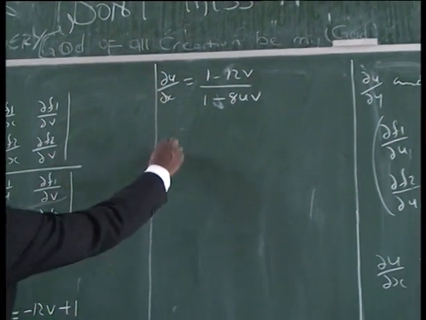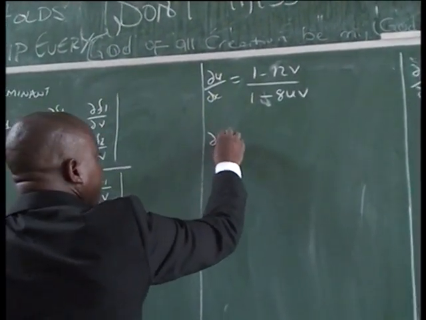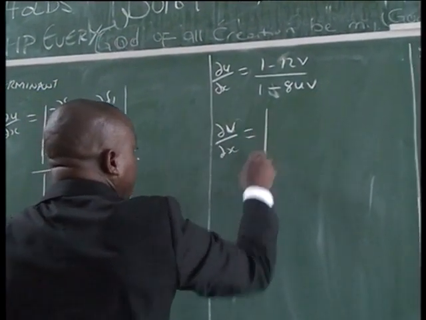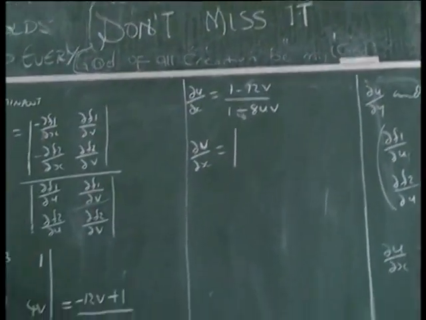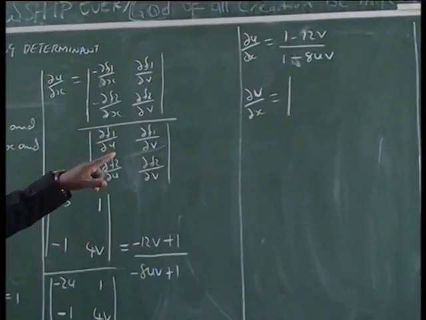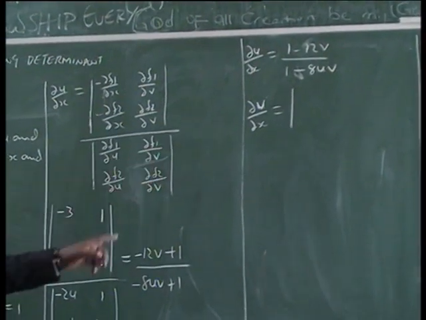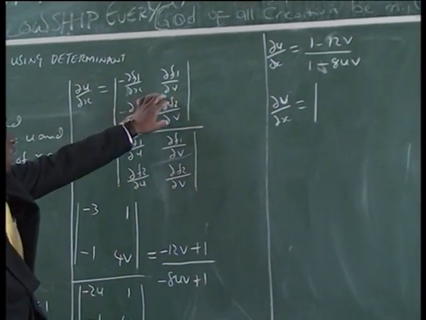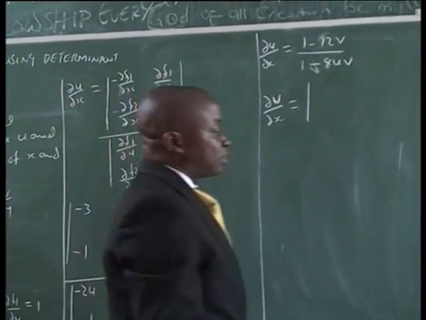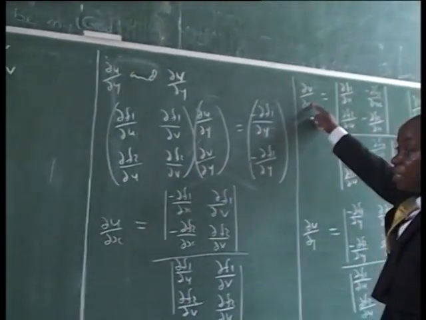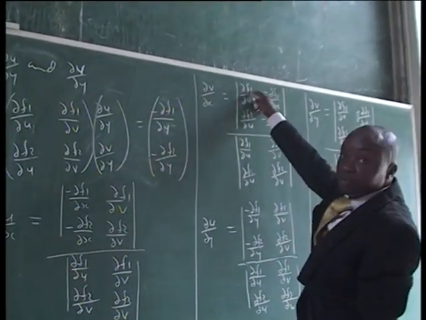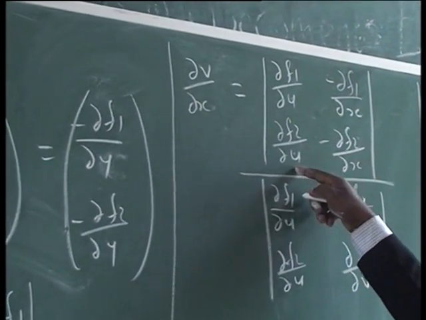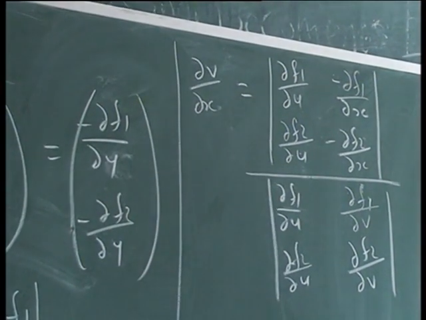Now in the same way, partial v partial x. We are going to remove this partial and also bring this to here, and we define it to be partial f1 partial u, partial f2 partial u. Then we put minus of the other.